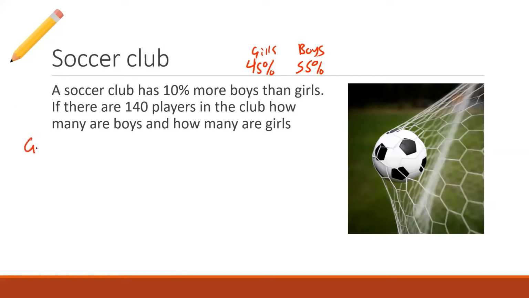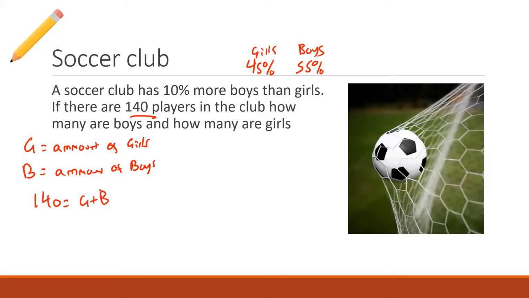The amount of girls can be symbolized with G. G is the amount of girls, whereas B, capital B, is the amount of boys. Using this 140, we can then say 140 is equal to the amount of girls plus the amount of boys. Easy. We already knew that information from the previous time that we did this. What we didn't use was this part here, 10% more boys.